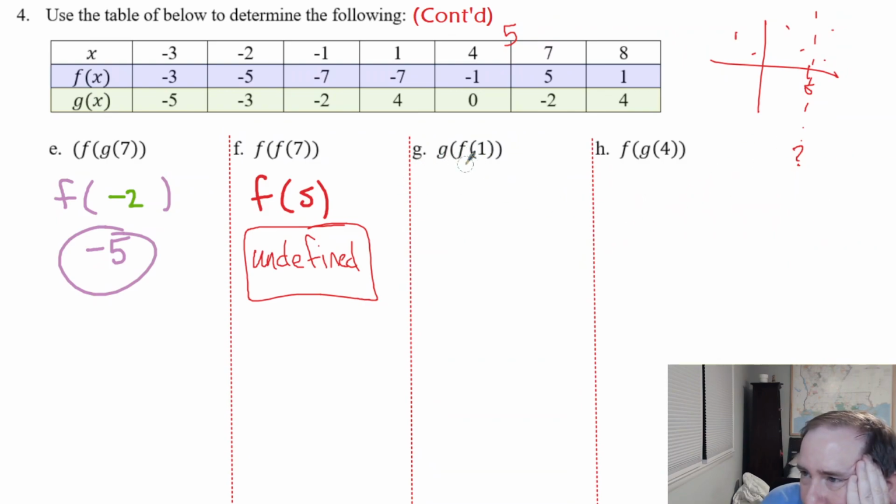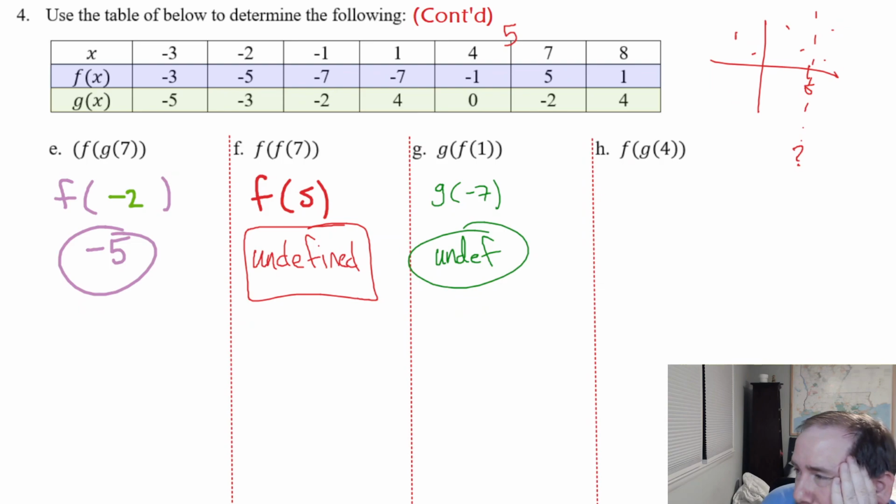All right, g of f of 1. Let's see, that would be g of f of 1, f of 1 is -7. g of there's no -7, so again we are undefined. Okay, and f of g of 4. Let's see, that'll be f of g of 4, g of 4 is 0. Why am I doubting? All right, and again, there's no 0, so they're really hammering us over the head with these undefineds.